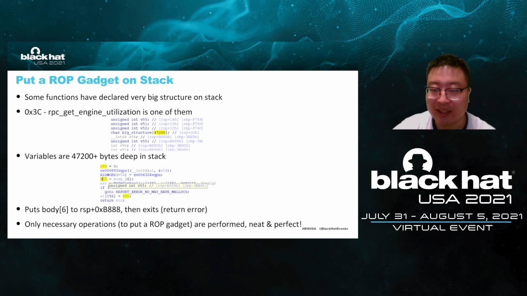After entering it, it will copy the value from vRPC message body index 6 to stack variable v55, and v55 is located at RSP plus 0xB888. Then it is used to send an IO control. If an error happens in the IO control, it will report an error and exit directly. This can be a primitive for placing shellcode on the stack. It only does the necessary operations and then exits, with minimal influence on the overall memory layout.